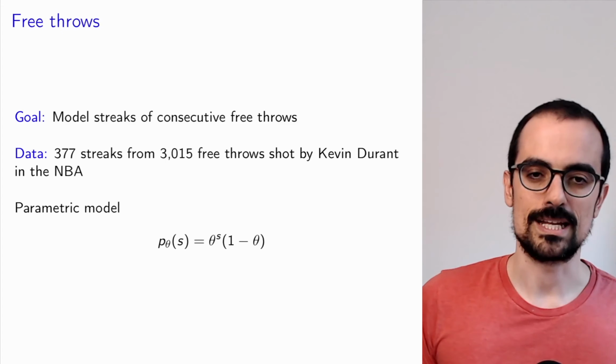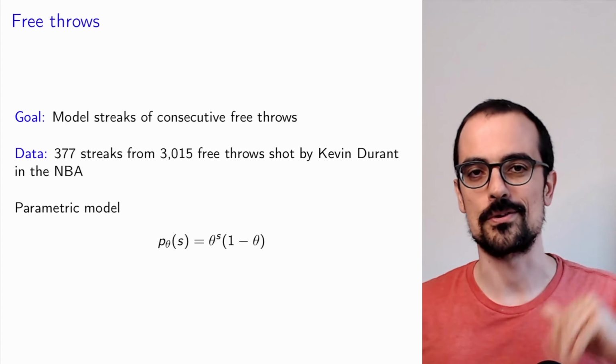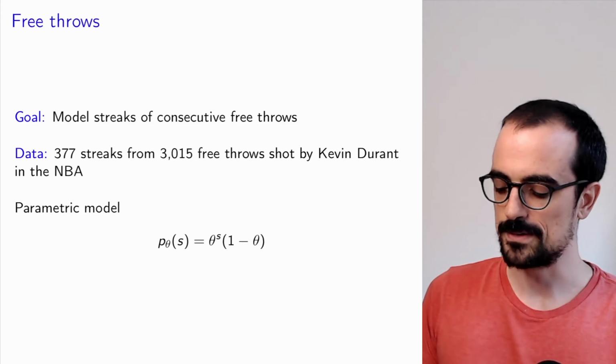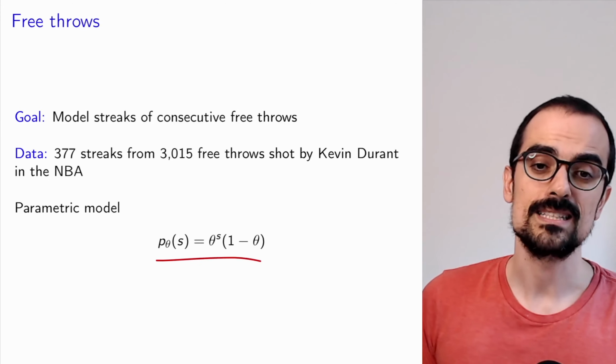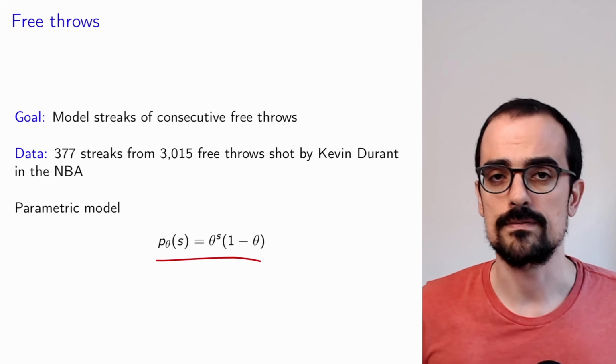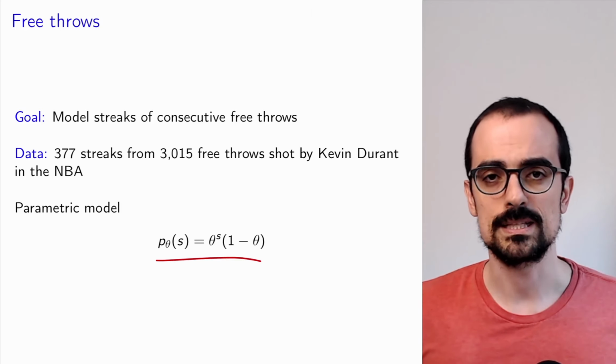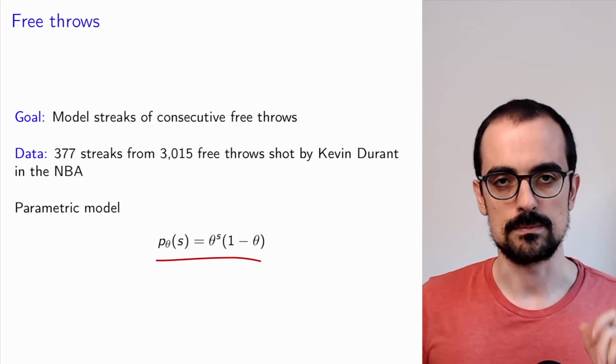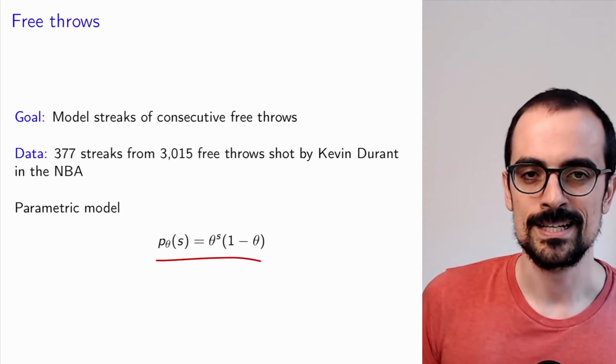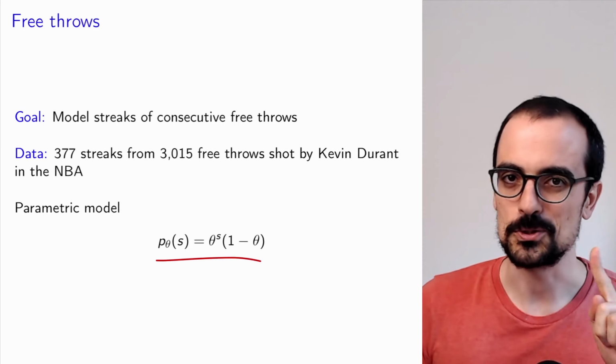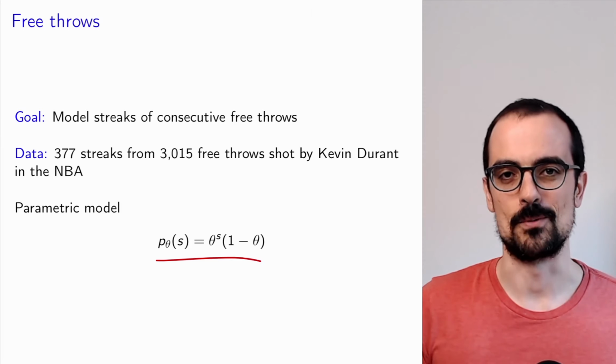All right, so let's go back to our example with the free throw streaks, okay? We had this parametric model that we had defined. I'm going to remind you that the way we defined this parametric model was assuming that the free throws were independent and the probability of each free throw is equal to theta. That is going to be quite important to remember in a moment.